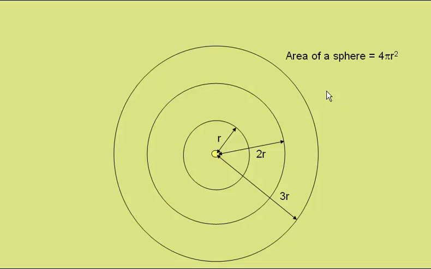But the area of a sphere is given by 4 pi r squared. So as r doubles, the area of the sphere will go up by 2 squared, or 4 times. As r trebles, the area of the sphere will go up 9 times.